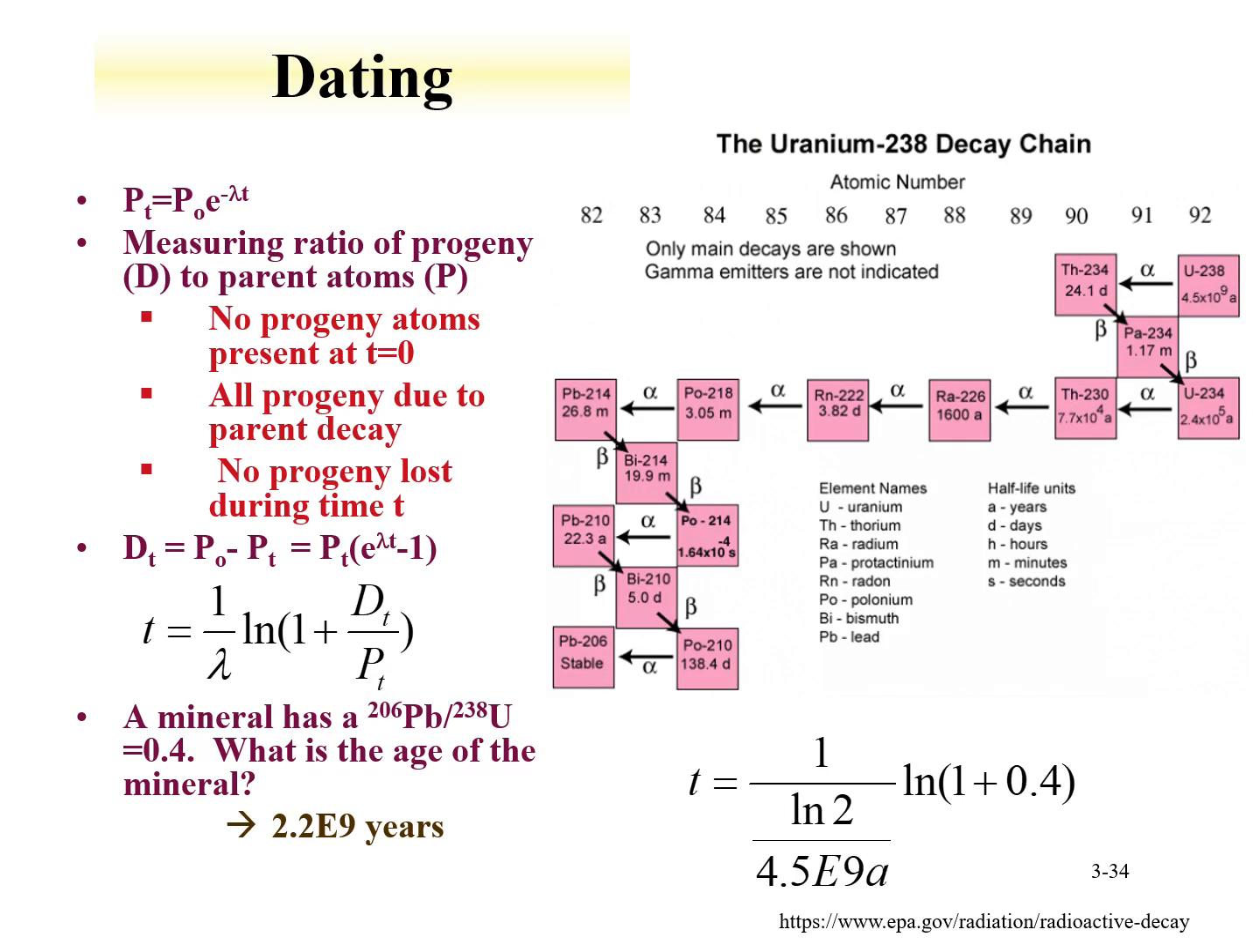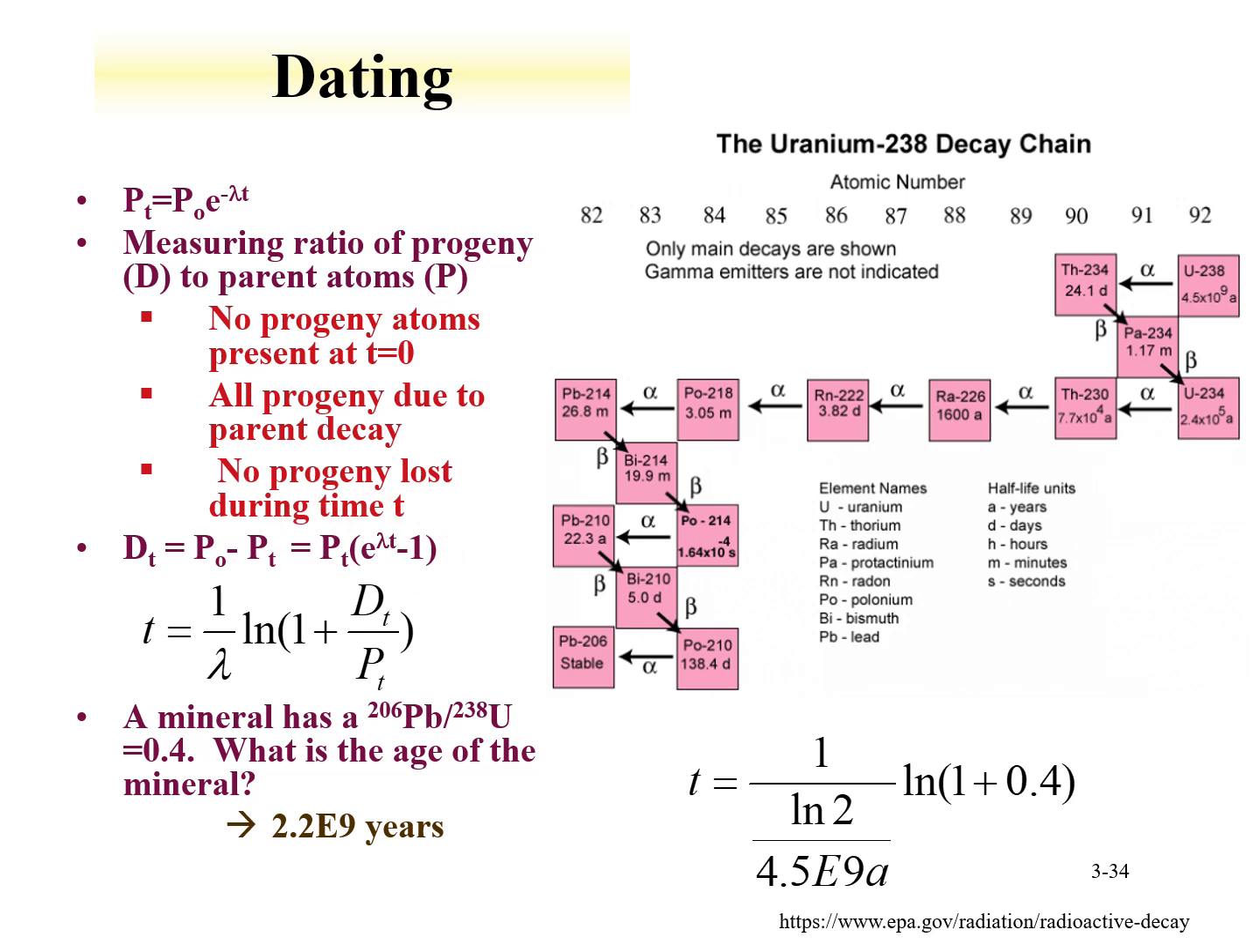We can start with the equation where the amount of parent at time t equals parent initial e to the minus lambda t. We use the conditions where there is no progeny present at time 0, all the progeny is due to the parent decay, and no progeny is lost during the time of decay, so this time t. We can rearrange this equation so that the progeny at time t is equal to the parent initial minus the parent at time t. This becomes the parent at time t times e to the lambda t minus 1.